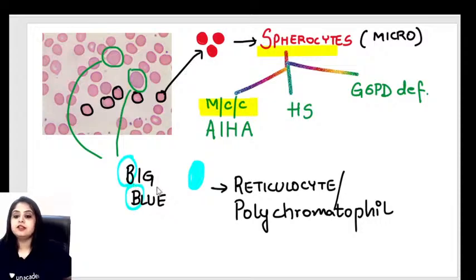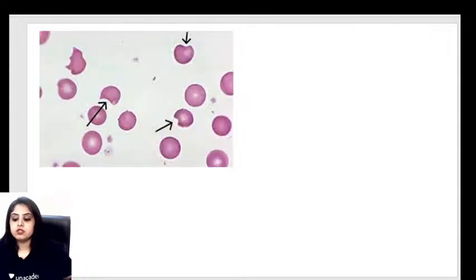Big and blue cells are polychromatophils. I hope that is okay with everyone. So this smear taught me two things. First is the spherocytes, and the second thing that it taught me was the big and blue cells, that is the reticulocyte. Okay, having said that, now let's move on to the third image.